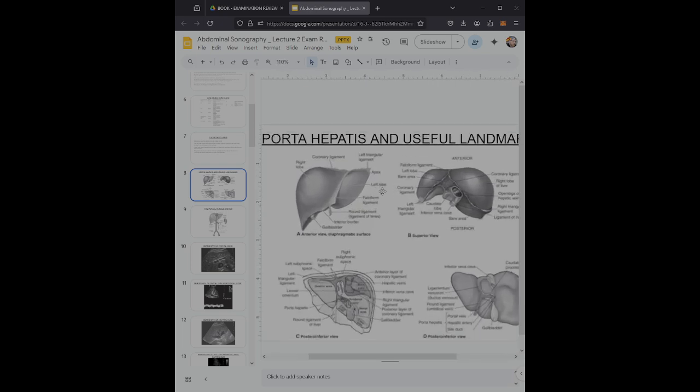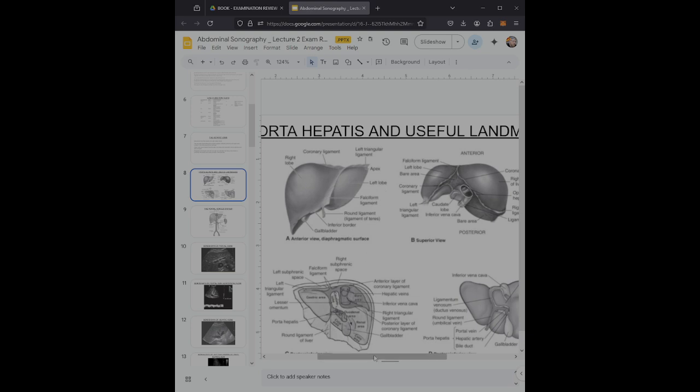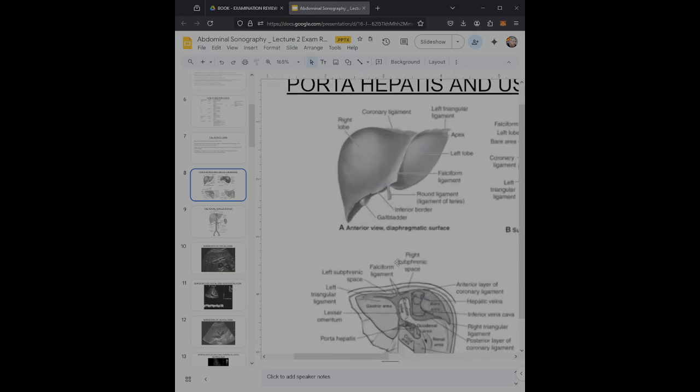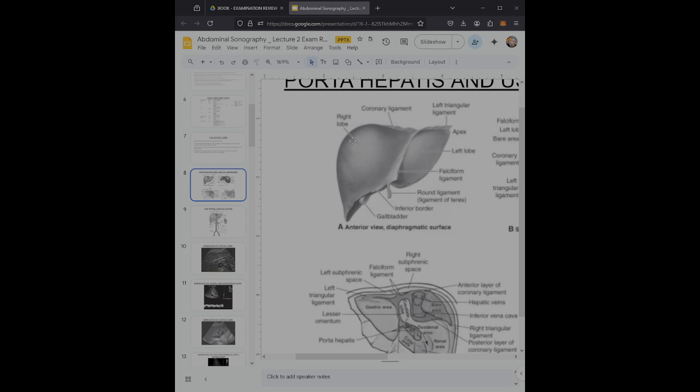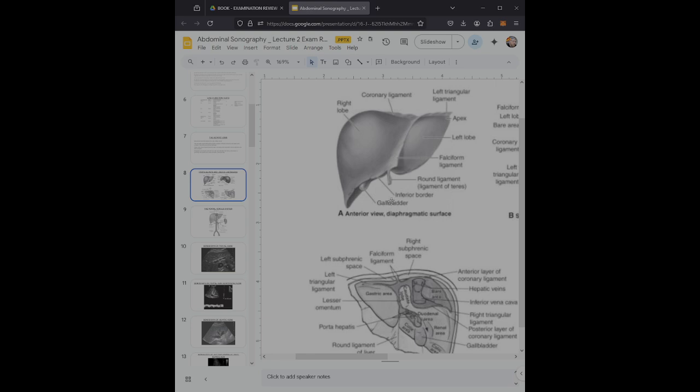So we can go over these useful landmarks that I've just been talking about. As you can see on an anterior view, this is the diaphragmatic surface. We can see the right lobe, the apex of the liver, the left triangular ligament, the coronary ligament, the left lobe. Here's your falciform ligament, and there you go. The ligamentum teres is seen as being one of the inferior connections to the falciform. We have the gallbladder. The gallbladder fossa is posterior to this, and we have the inferior border of the liver.